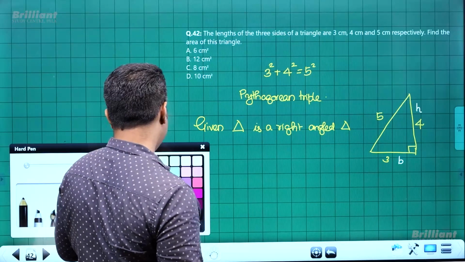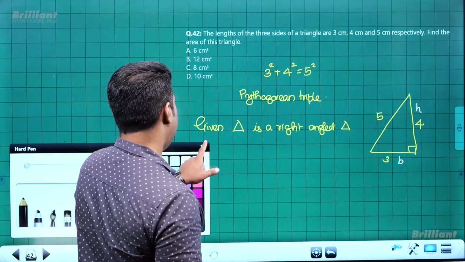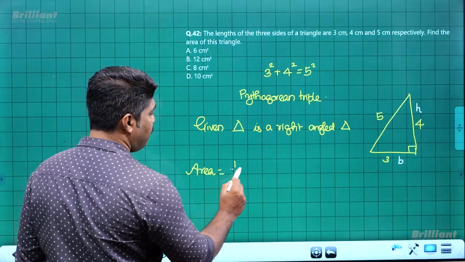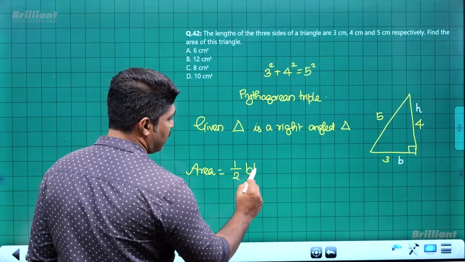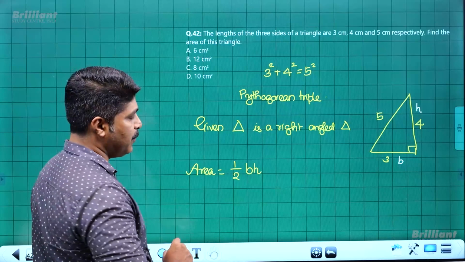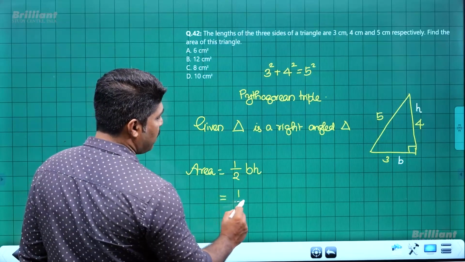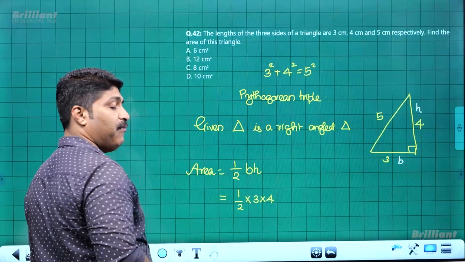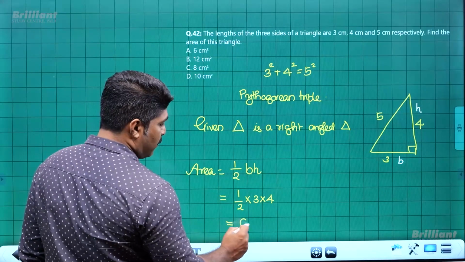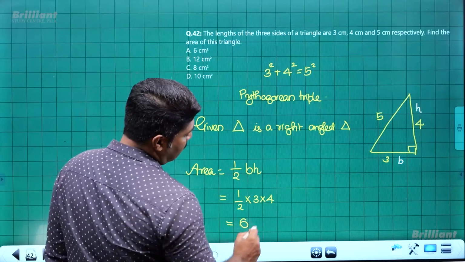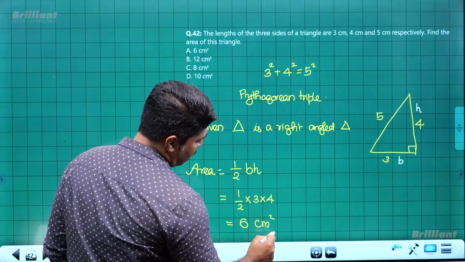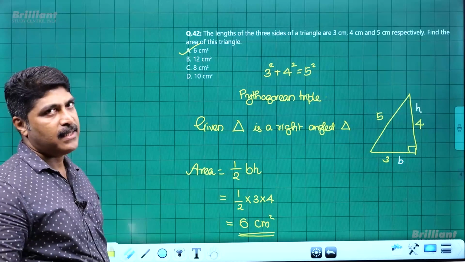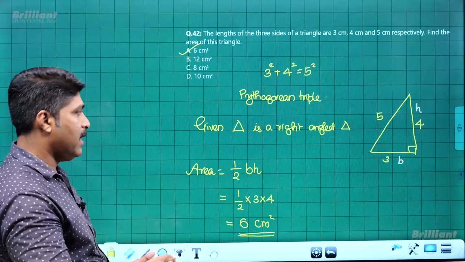Area is equal to base into height. So therefore, area is equal to half of base into height. Not simply base into height. This is half of base into height. Here we have the values, this 3 into, instead of height, that is 4. So this is equal to 6. So what's the units here? Centimeter. Therefore, centimeter square. So this is 6 centimeter square. So that's the direct application of the result, half BH.